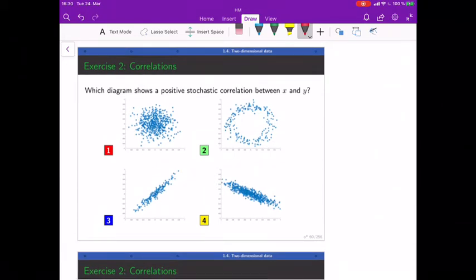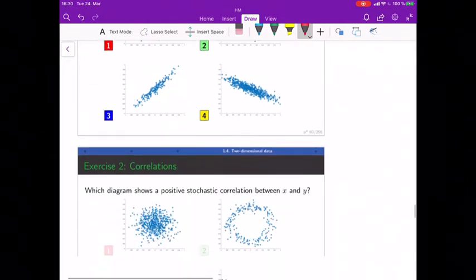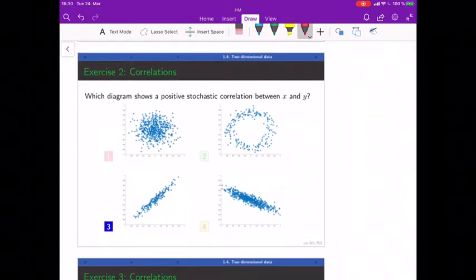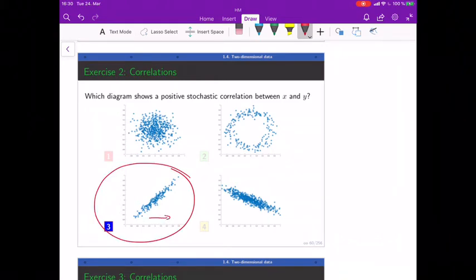Which diagram do you think shows positive stochastic correlation between x and y? Exactly, this one here at the bottom left. So if x gets bigger, then y gets bigger as well. Yeah, bigger x, bigger y.